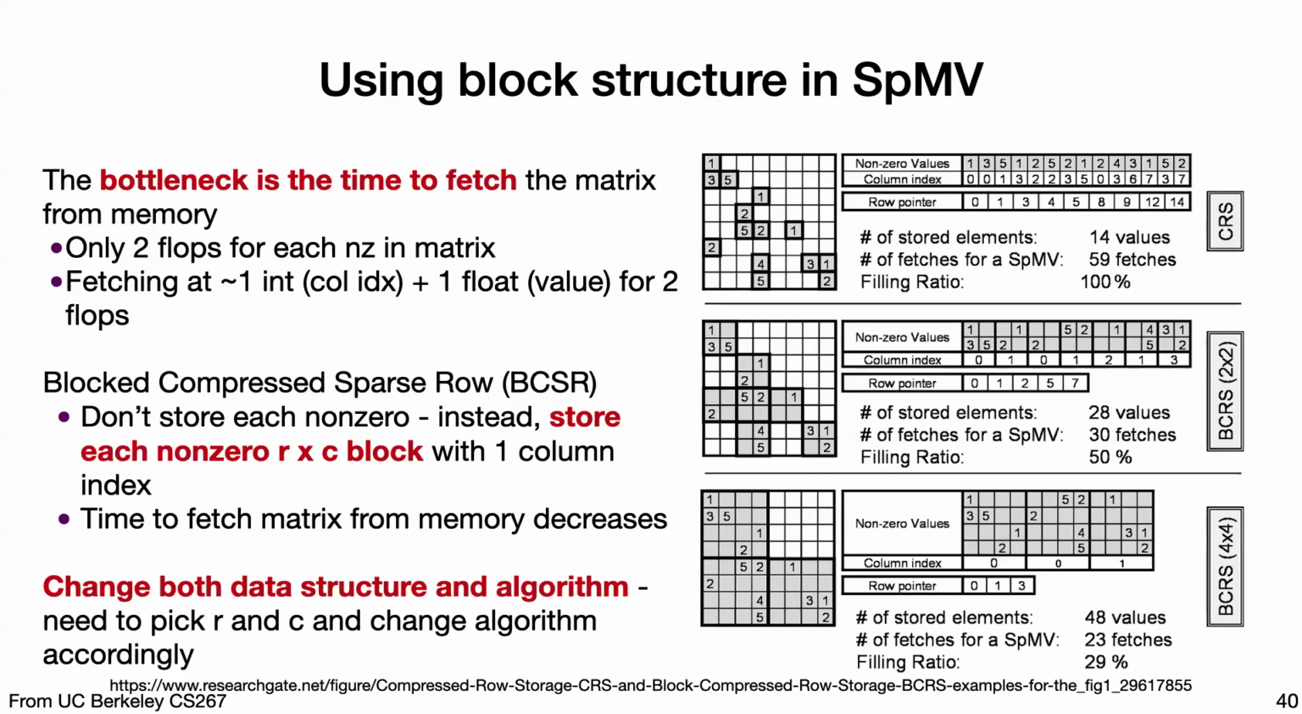And then the reason for this is that the time to fetch the matrix from memory decreases because you take advantage of prefetching. You take advantage of prefetching in the blocks and the cache line size. Normally in your machine, the cache line size is 64 bytes. And so when you read 64 bytes, ideally you would like that to contain useful data.